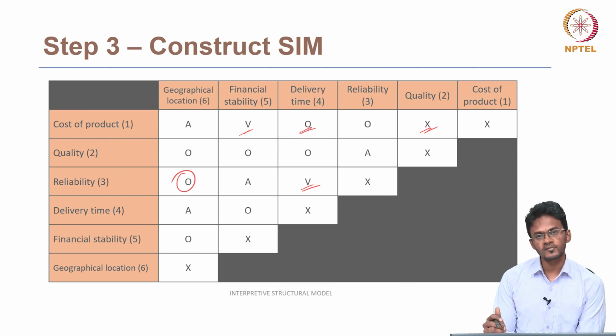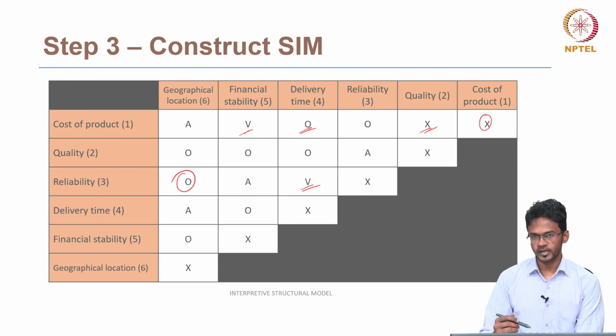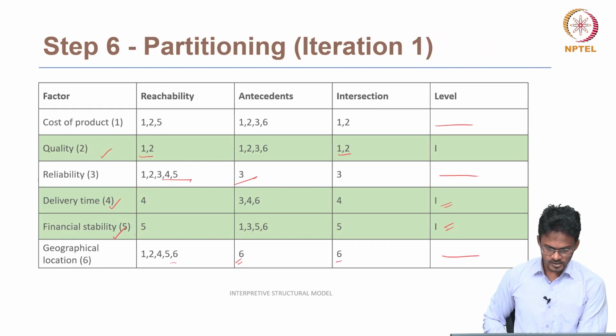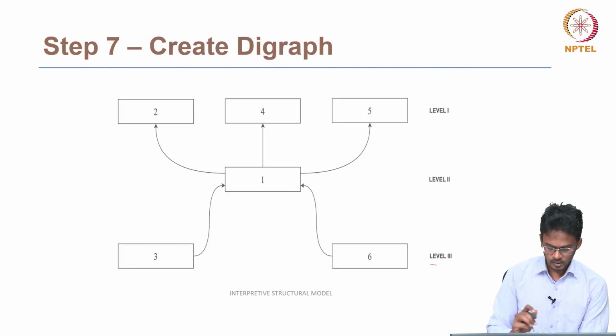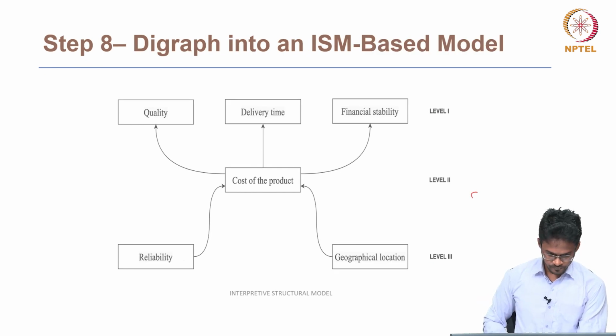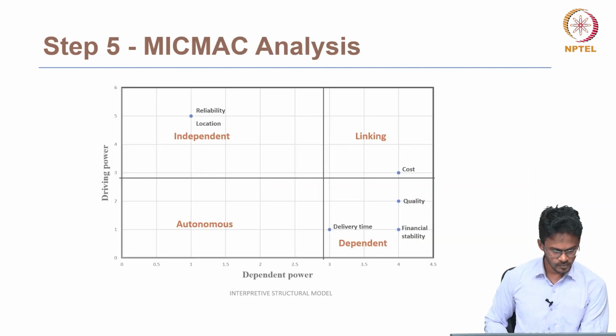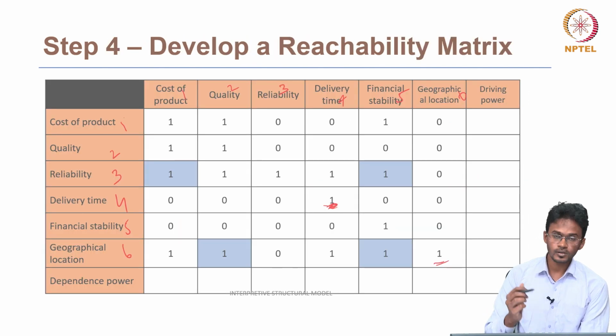The next level is cost of product. For cost of product, there is only one factor, it influences itself. So the relationship is X and it's not V or A. The next level is level 1, that is quality, delivery time and financial stability. As there are 3 factors, we have to check the relationship between all the 3.